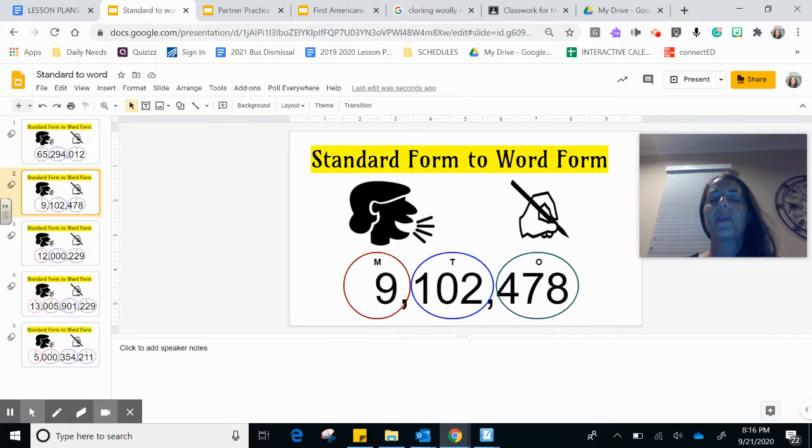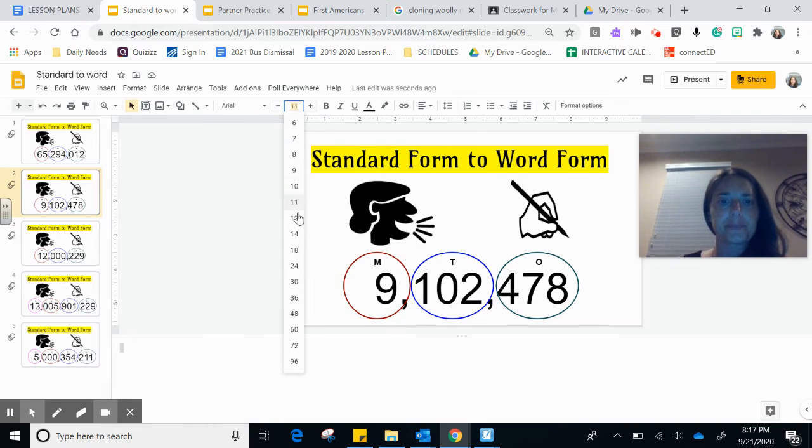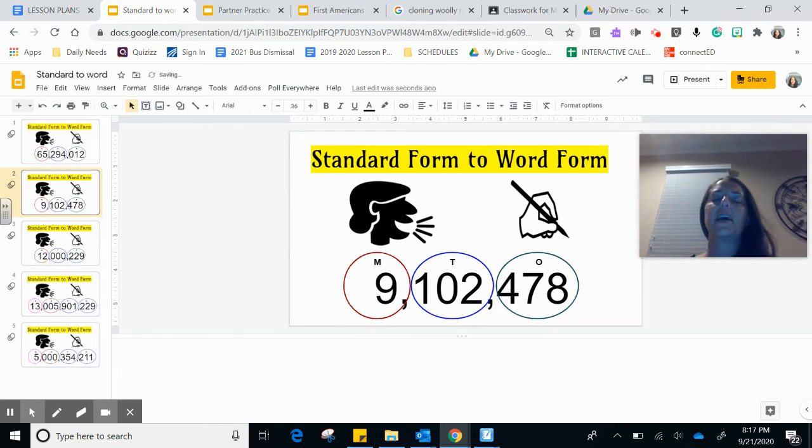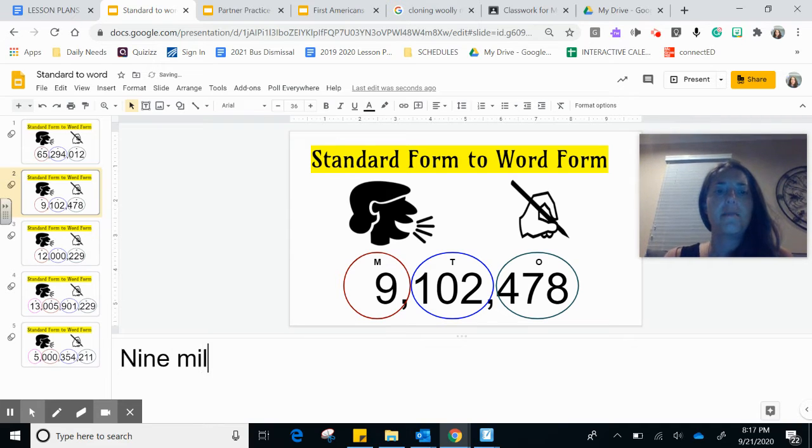Let's take a look at this one. If I read the entire number all together, it says 9,102,478. So now when I type this, let me get a little bigger font going so you can see it. I'm literally going to type exactly what I just said, starting with that millions period. So I'm going to type 9 million.